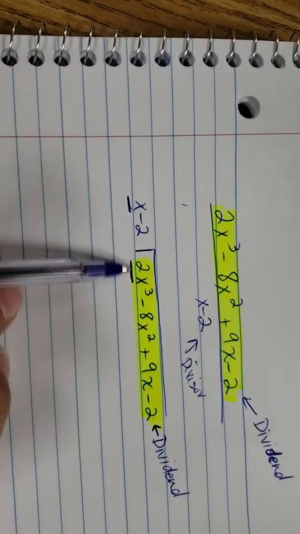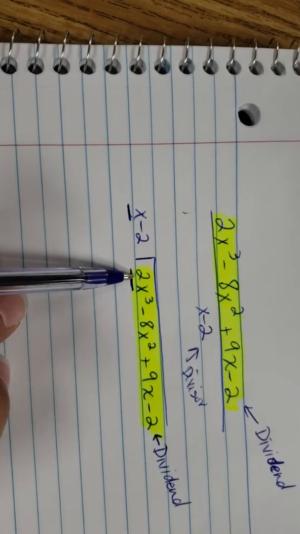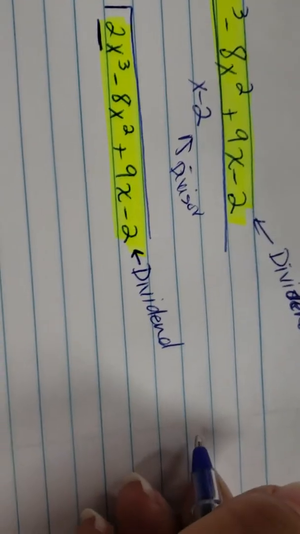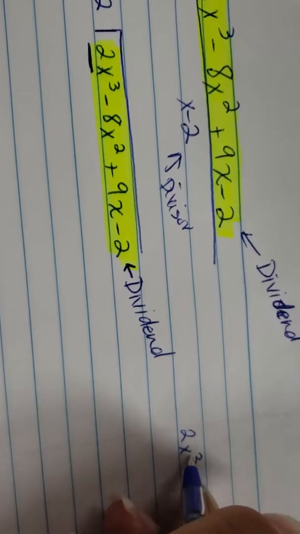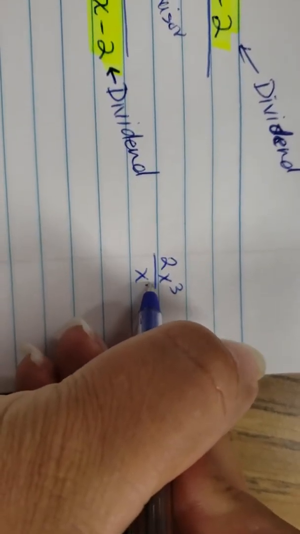Now, if you're not really good with your rules, you can do some side work. So I'm going to jump over here to the side and show you that. 2x cubed divided by x. Okay, so this is just rules of exponents. Remember that there's a little 1 here. By the way, sorry if this is not a great video.